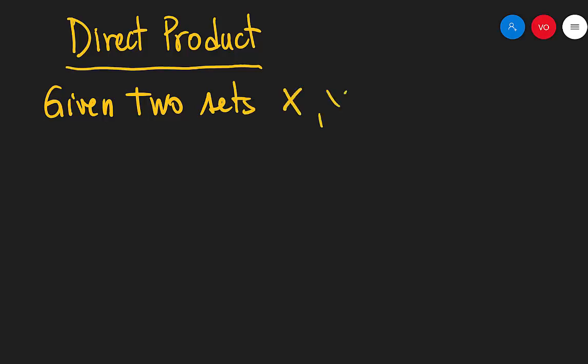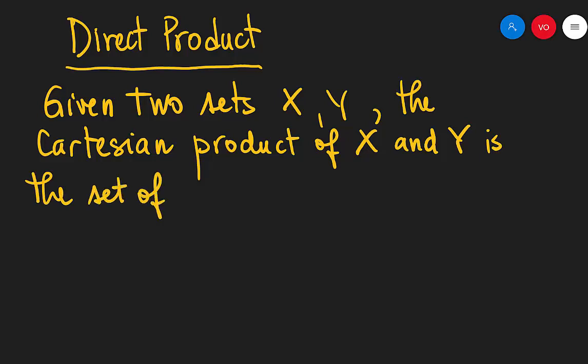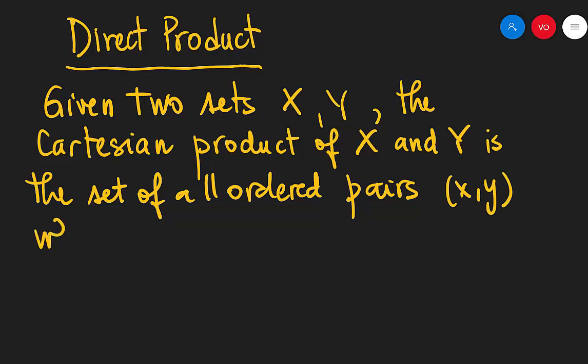So in set theory, given two sets X, Y, the Cartesian product of X and Y is the set of all ordered pairs of the type (x, y) where little x is in big X and little y is in big Y.